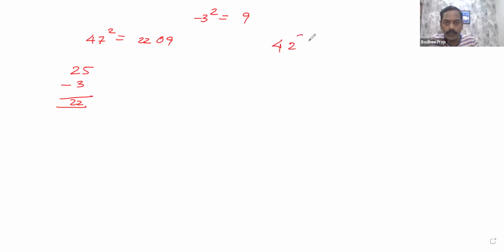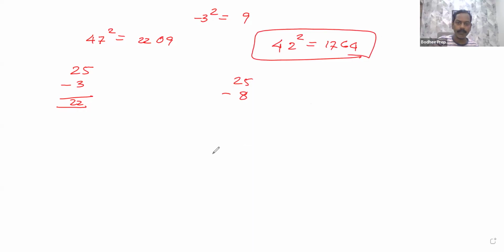Similarly, for 42 square, this is 8 less than 50. So 8 square is 64, right? Next thing is 25 minus 8. So 25 minus 8 is 17. So 1764 is the right answer, right? 42 square is 1764. So I hope you are getting the idea, right?